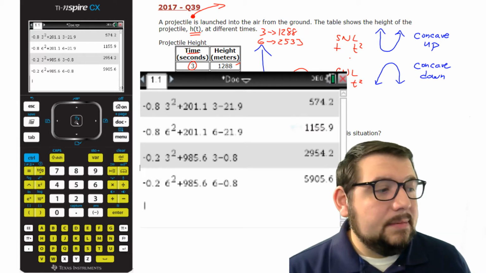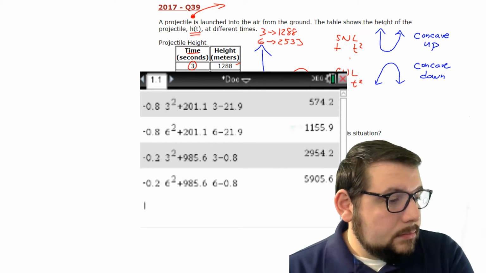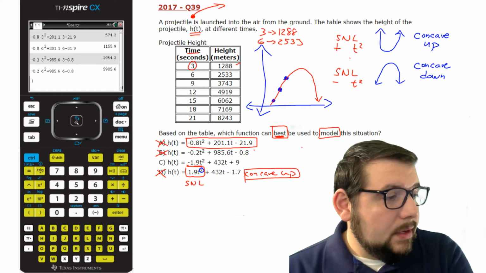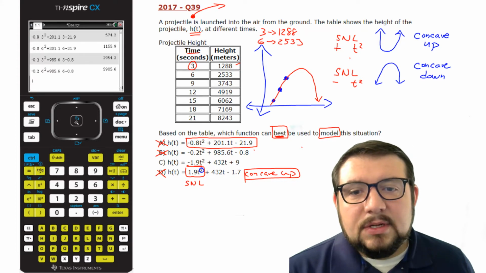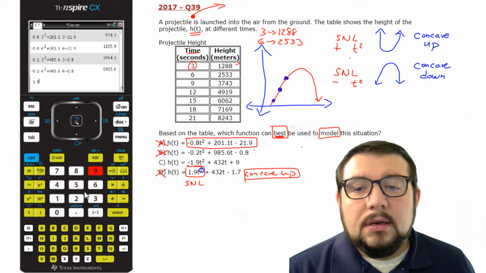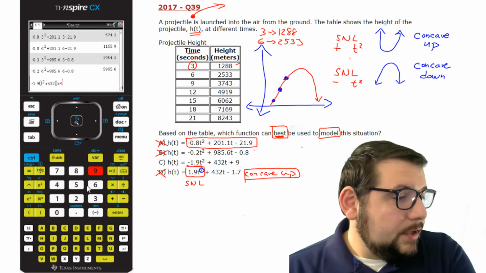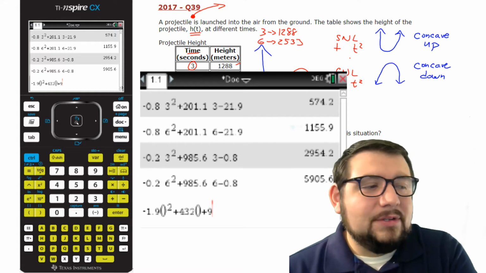All right, so now we're going to try C. Okay, so here I am looking at C. Looking at choice C, I'm just going to copy that function in again. And I believe that C must be the correct answer because I've eliminated A, B, and D. But let's just double check it. Negative 1.9 parentheses squared plus 432 parentheses plus 9. Okay, and now we can do our little zoom in trick. Well, not really a trick, but we can have our little zoom window there.